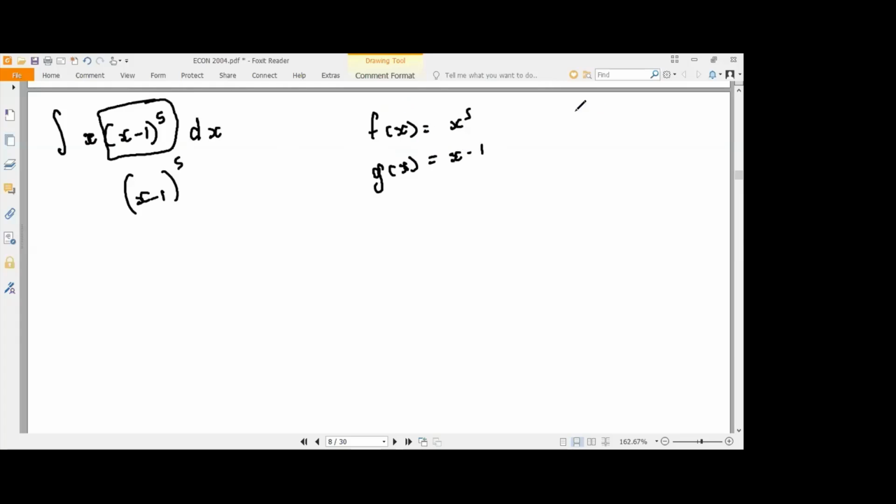So this composite function here would be f of g of x, which is x minus 1 all the way to the fifth. So what you do, guys, is always look for a composite function when you're trying to do a substitution, right? So the substitution here, I'm not going to work it because we're running out of time, and I want to show you guys integration by parts.